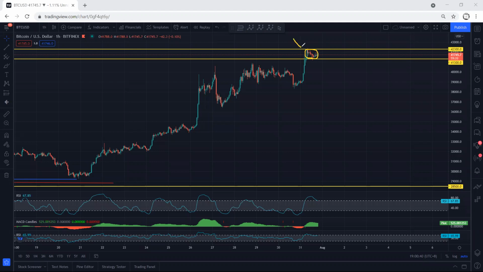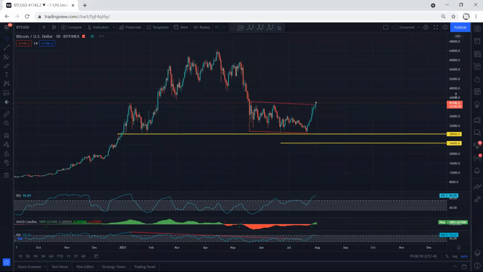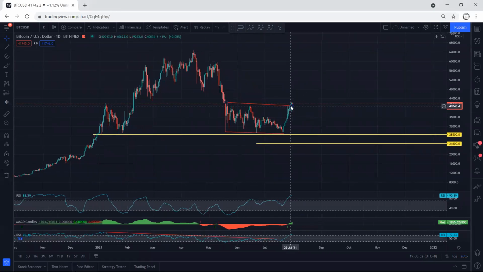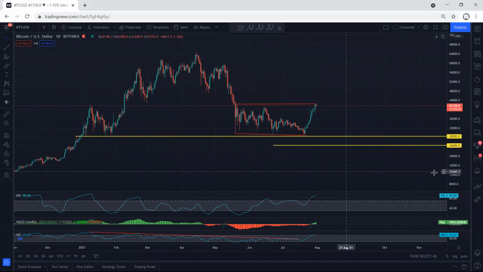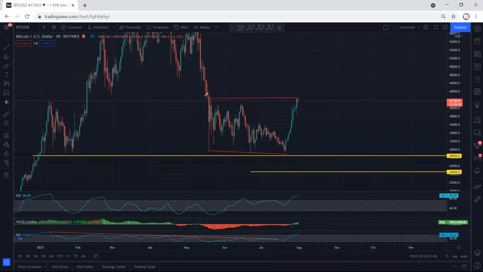And as we can see, the price tagged 42,300, but no one knows whether the price can break or not. Because if we move to the daily chart, this is the resistance we're looking for, and we want to see the breakout of that level. Right now we put an orange line like this, and the only thing is we want to see whether the price can break 42,300, which is the previous top, or not.